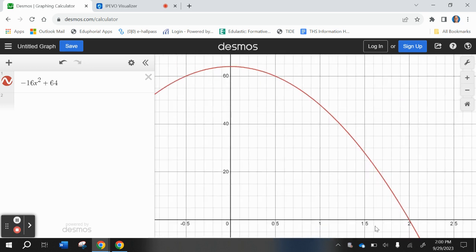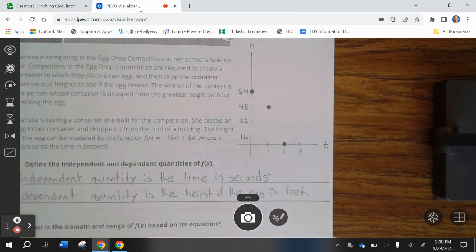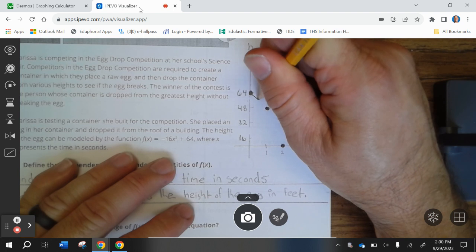Now we need points to graph. I suspect this point's good. This point's good. And 2, 0. Okay, and then there's our graph.